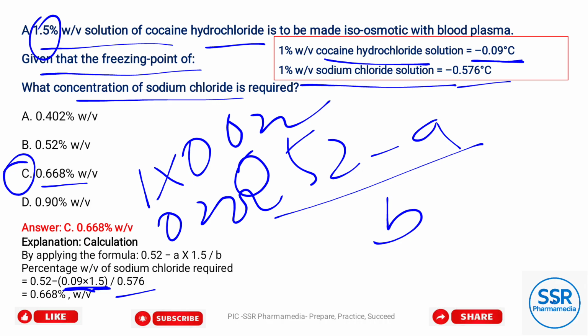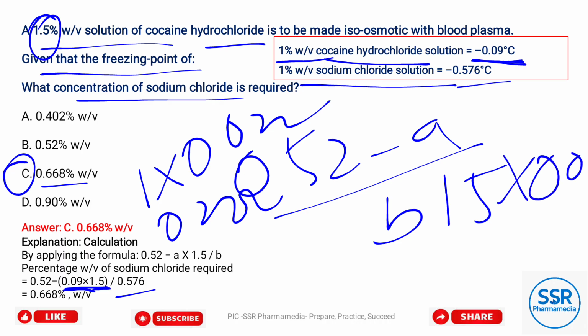So in this question, the previous question and this one are the same, only different in concentration. They had given only 1% of cocaine hydrochloride with its freezing point. Here the question gives 1.5%, so that's why we have to multiply 1.5 into 0.09. So this is the formula for A.